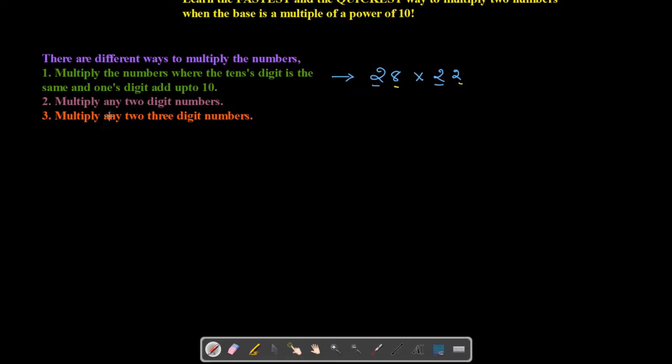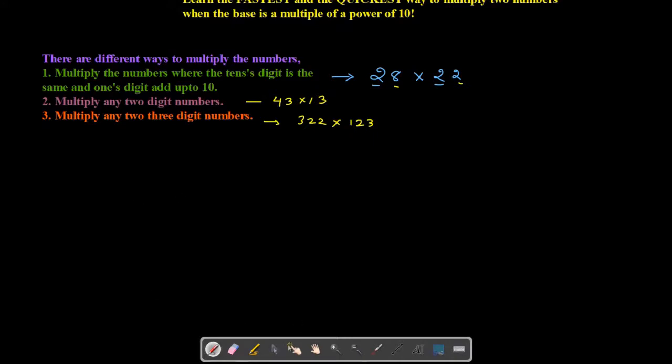In the next type, we are going to learn how to multiply any two-digit numbers. For example, let me say the question is 43 times 13. How are we going to multiply these two numbers very quickly? And in the third type, we are going to see how to multiply three-digit numbers. For example, let me say 322 times 123. So these are the three methods we are going to learn today.